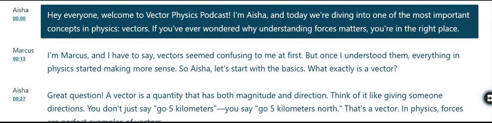I'm Isha, and today we're diving into one of the most important concepts in physics, vectors. If you've ever wondered why understanding forces matters, you're in the right place.